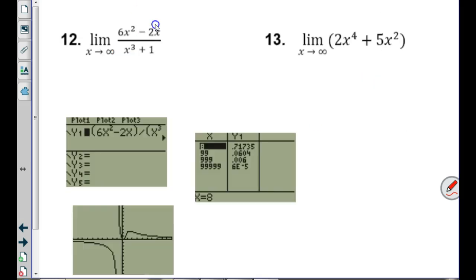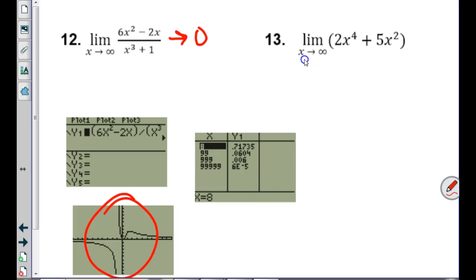All right, number 12 is bottom heavy. So what's this going to approach? 0. I put it in the calculator. The graph was really interesting here. Had a goofiness going on. But in the end, it says 6 times 10 to the negative 5th. That's 0.00006. So it's approaching 0. And so that one does have a limit.